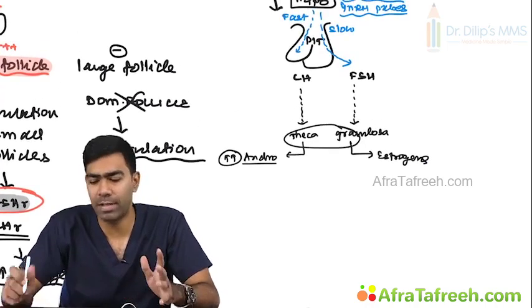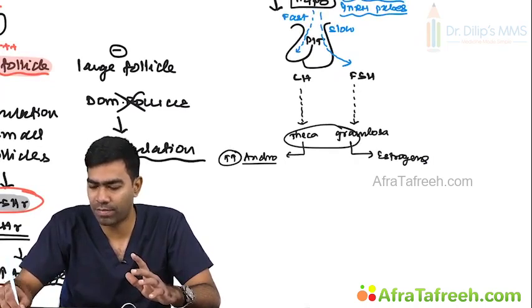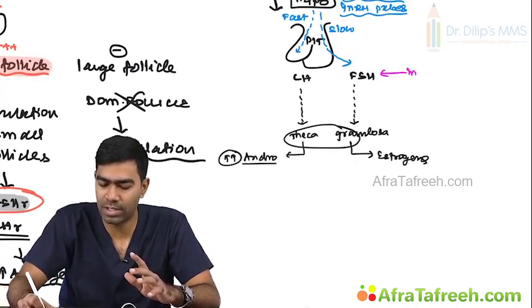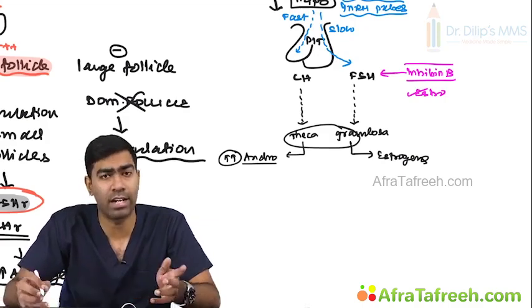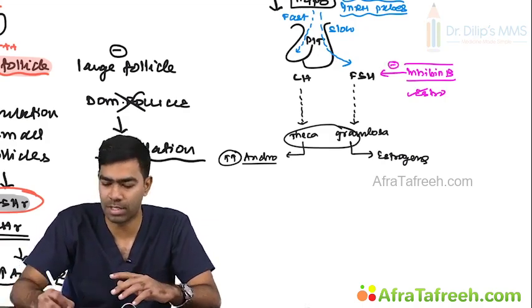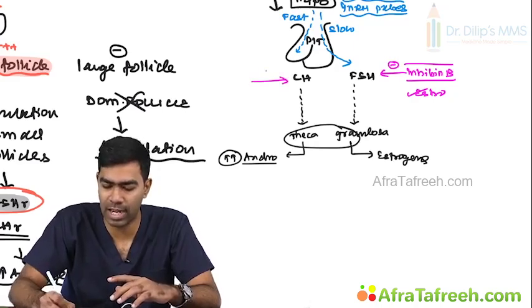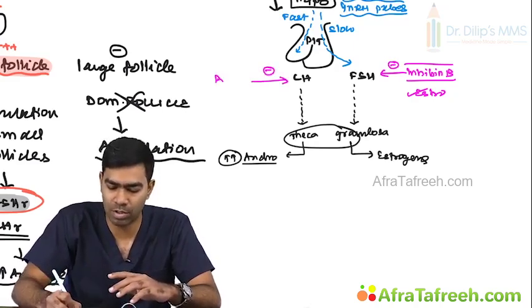And before that, let me tell you what the main feedback for the FSH is. Remember, the major negative feedback for the FSH is inhibin B. A little comes from estrogen as well, but the majority of the negative feedback to the FSH comes from inhibin B. Similarly, the majority of the negative feedback to the LH production will come from the progesterone.